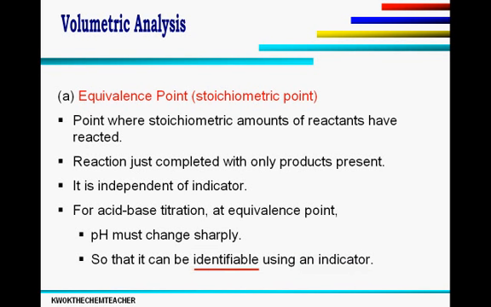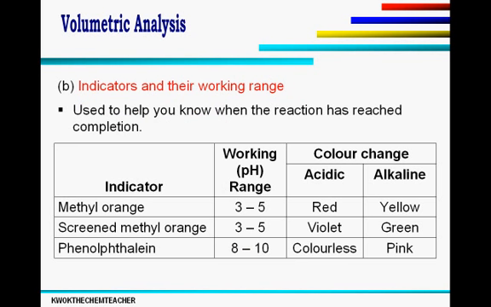In addition, as indicators work over a range of pH, the stoichiometric point cannot be pinpointed, but can only be identified. Indicators are still nonetheless important because they help us tell when the reaction has reached completion. The indicator's color change works over a range of pH, and this is what we know as the working pH. The color change indicates the end point of the titration.